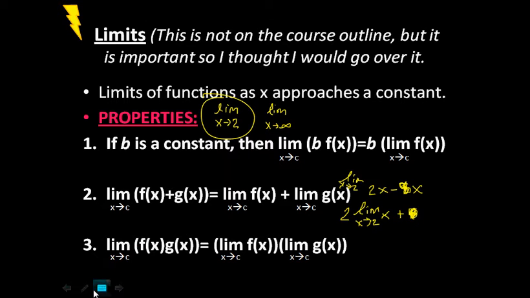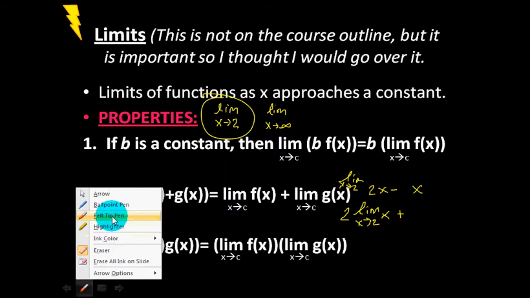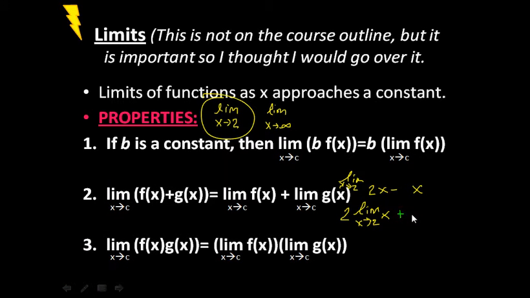You could do, let me just erase that, you could do then plus the limit as x approaches 2 of negative x. So you don't have to worry about that being a negative and that being a positive, and you can just change that to a positive and have that as a negative. So that's just an example. We'll see better examples in the next couple of slides. And then if we have two functions being multiplied together, you can take the limit of each individual one and then multiply the limits together.